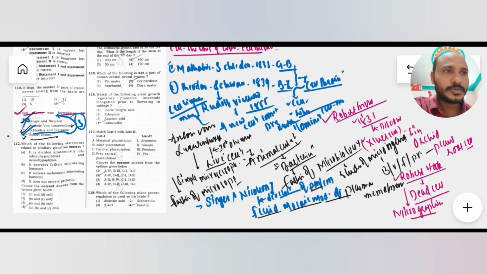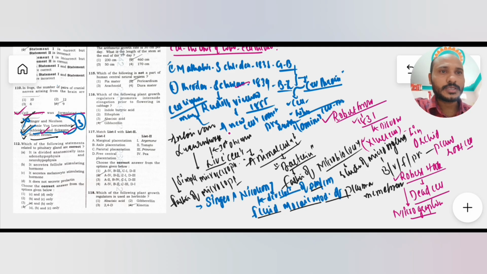In this question, cell theory was formulated by whom? Schleiden and Schwann, so that is the right answer. Matthias Schleiden and Theodor Schwann together proposed the cell theory, but it was later modified by Rudolf Virchow by adding omnis cellula e cellula, meaning new cells come from pre-existing cells. This is all about the concept of this question.